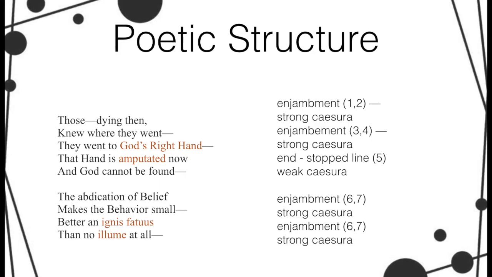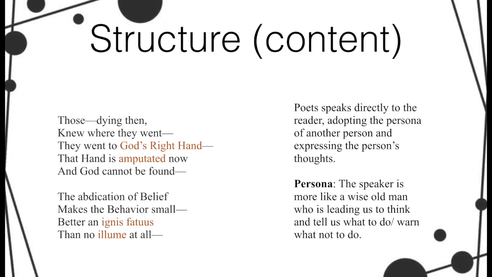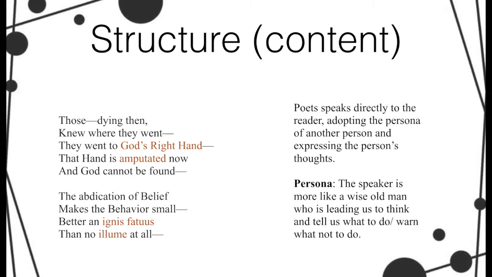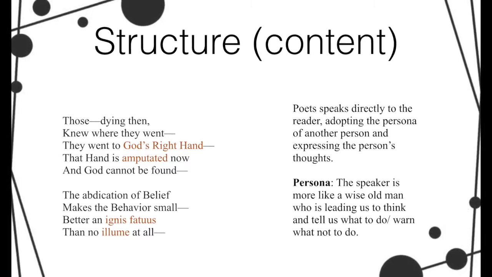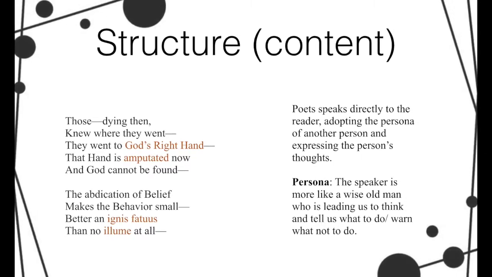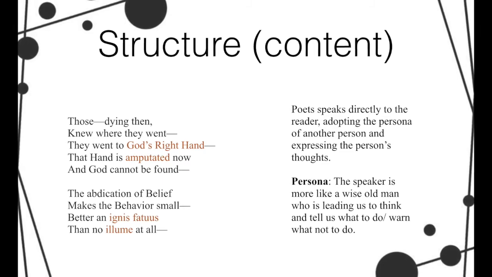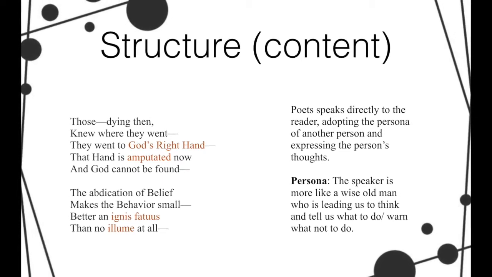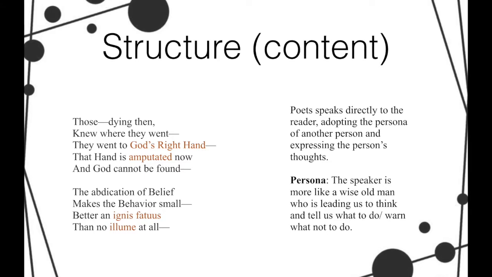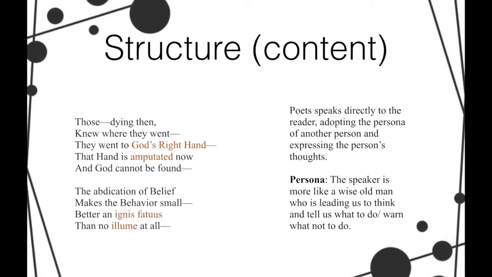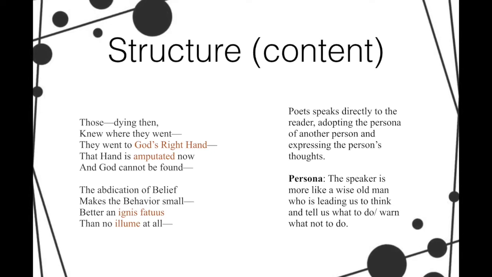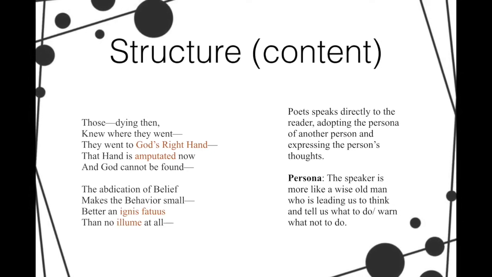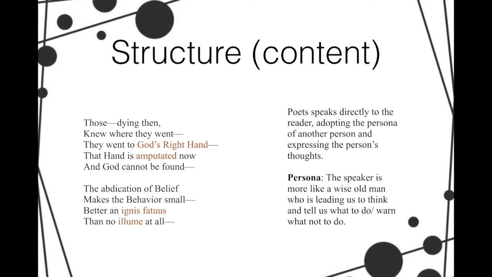And next, I'm going to talk about the structure from the perspective of the content. Here, the poet speaks directly to the reader, adopting the persona of another person and expressing that person's thoughts. And the persona the speaker is taking is more like a wise old man who is leading us to think and tell us what to do or what not to do.